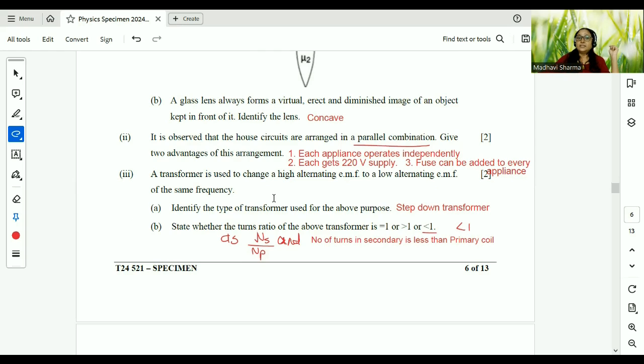A transformer is used to change a high alternating EMF to a low alternating EMF. So, up to down. Identify the type of transformer: step-down transformer. State whether the turns ratio of the above transformer is equal to 1, greater than 1 or less than 1. It has to be less than 1. The turns ratio is the number of turns in the secondary coil upon the number of turns in the primary coil. So definitely the secondary is less, the primary is more, it's down. So it's less.